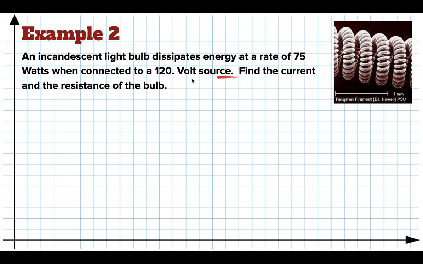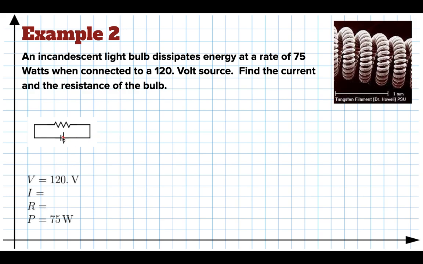But anyway, we connect it to a 120-volt source, so that's like your household wall plug, and we want to know what is the current and the resistance of the light bulb. Okay, so we draw a little schematic. Here's the source of our energy. It's going to flow through the circuit. It's going to lose energy here as it gets turned into light and heat, and then flow back to the wall.